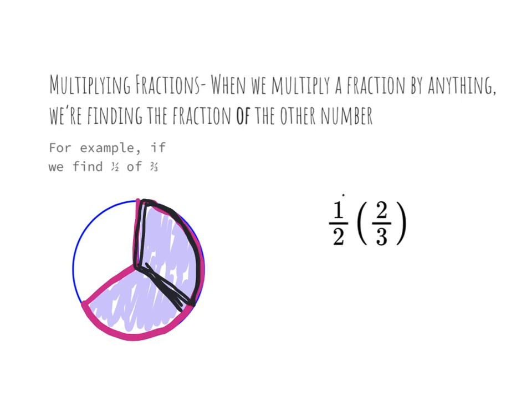When we multiply fractions, we multiply the top. So 2 times 1 is 2, by the bottom, just straight across the top, straight across the bottom. 2 times 3 is 6.